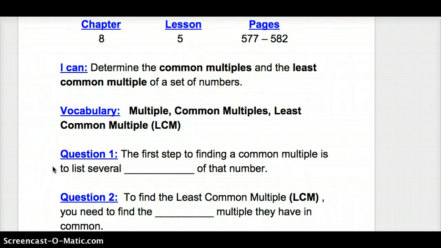Question 1. The first step to finding a common multiple is to list several blank of that number. Question 2. To find the least common multiple, you need to find the blank multiple they have in common.